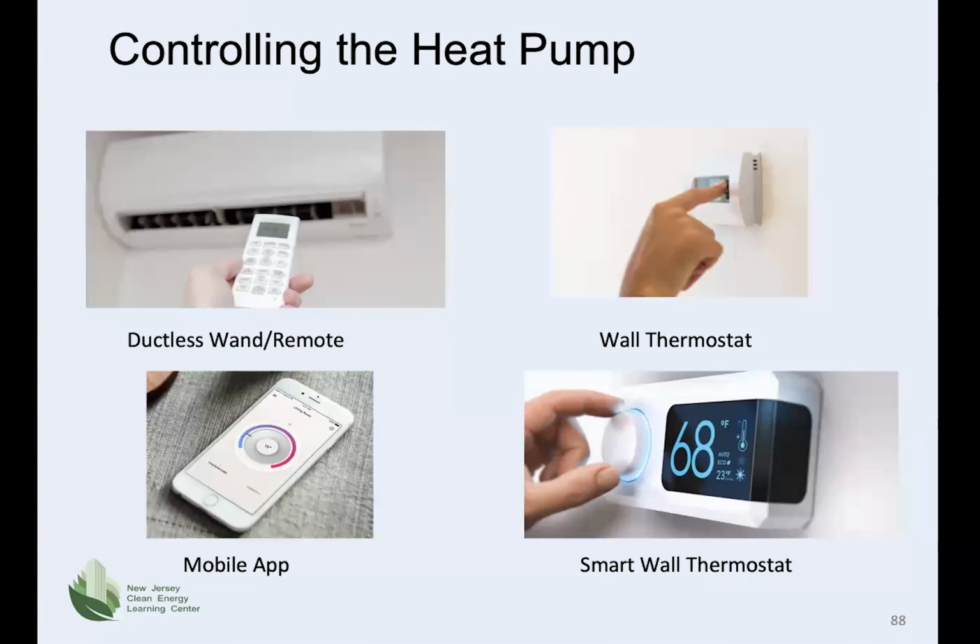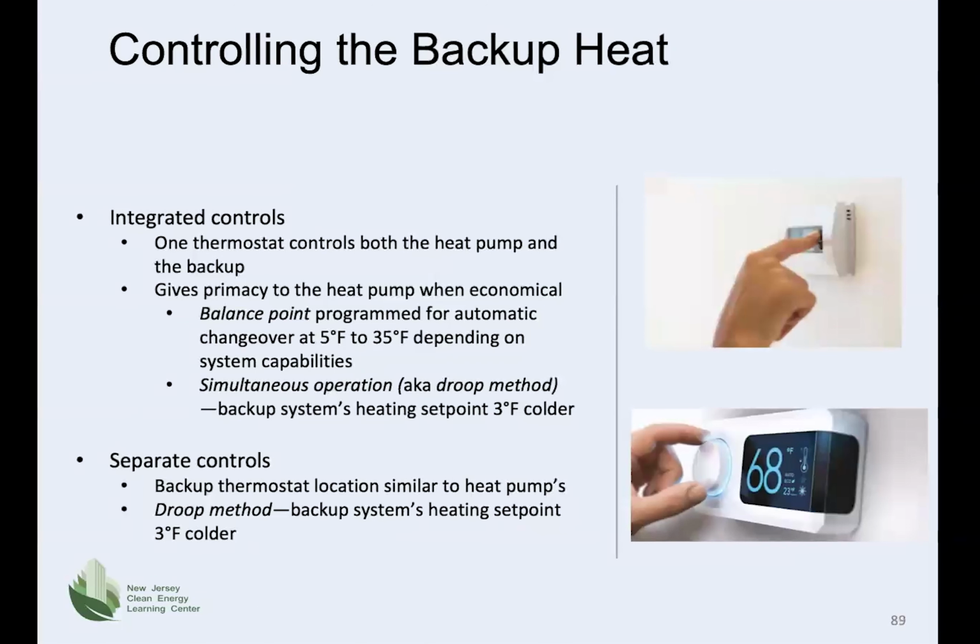Now, backup heat, when it's being used along with the heat pump, can be approached in two different ways. The backup heating capacity can provide the total heat load of the home, or it can be used as supplemental capacity and operate along with the heat pump. The operation of the backup heating equipment and the heat pump can be controlled with one thermostat and therefore termed integrated control, or the thermostat can be programmed to switch the entire load from the heat pump to the backup heating equipment at the balance point.